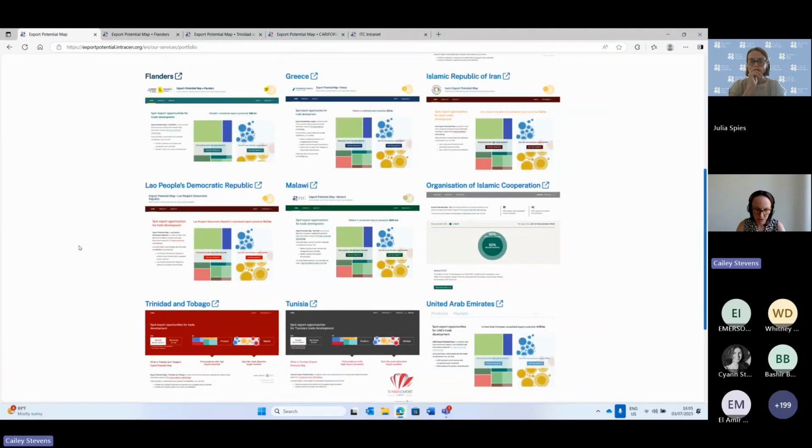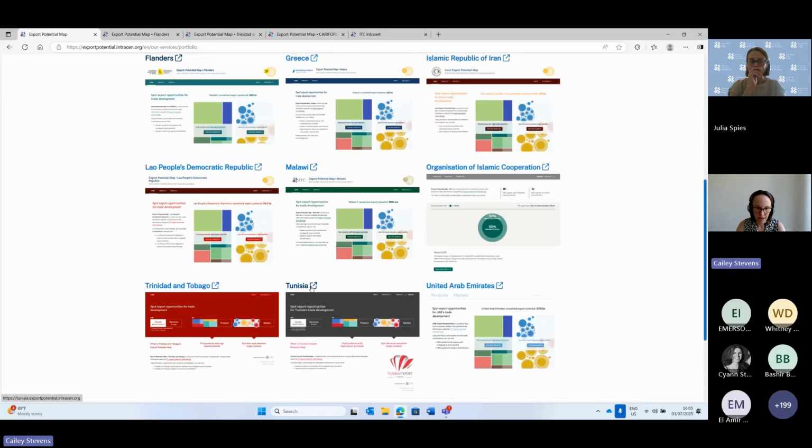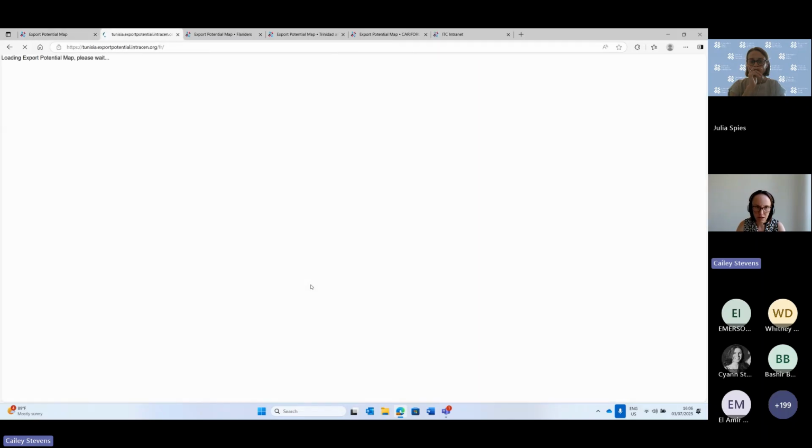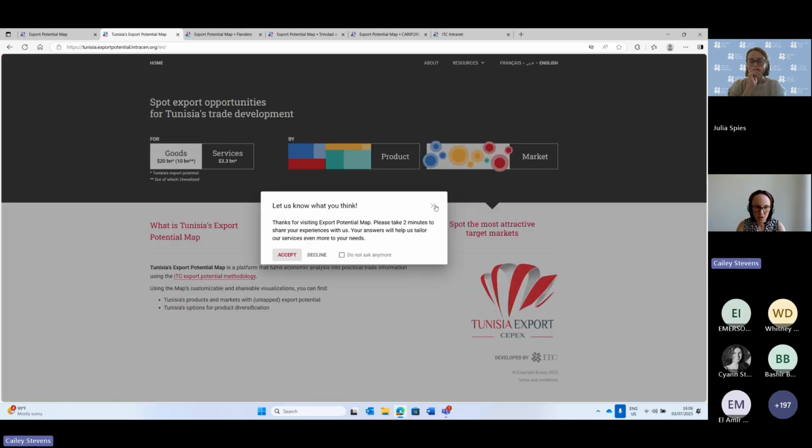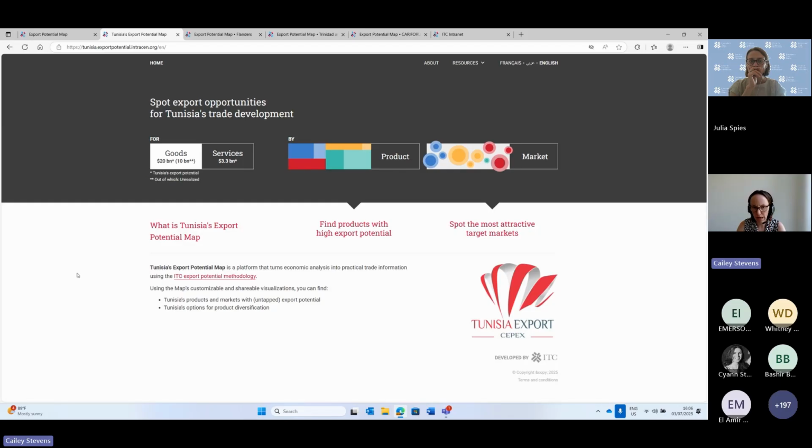And then perhaps the last one I want to show you is Tunisia. So I'm just going to switch to the English version. So in Tunisia, for the Tunisian export potential map, we were able to incorporate both goods and services, and it's available in English, French, and Arabic. The generic version of the export potential map is not currently available in Arabic, although we do have plans to incorporate Arabic. But with these customized versions, we are able to incorporate additional languages that we don't have in the generic version.